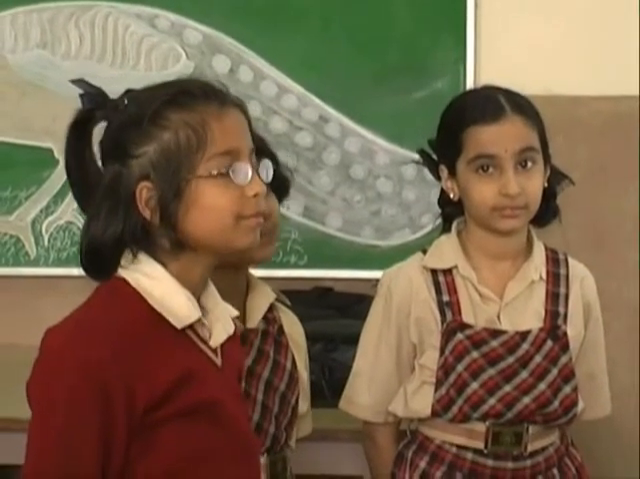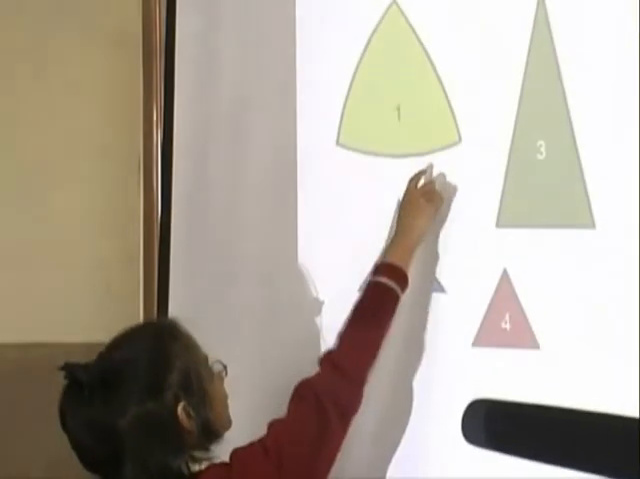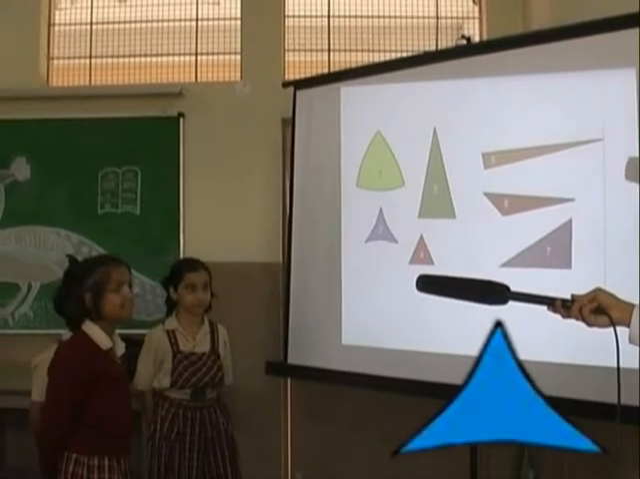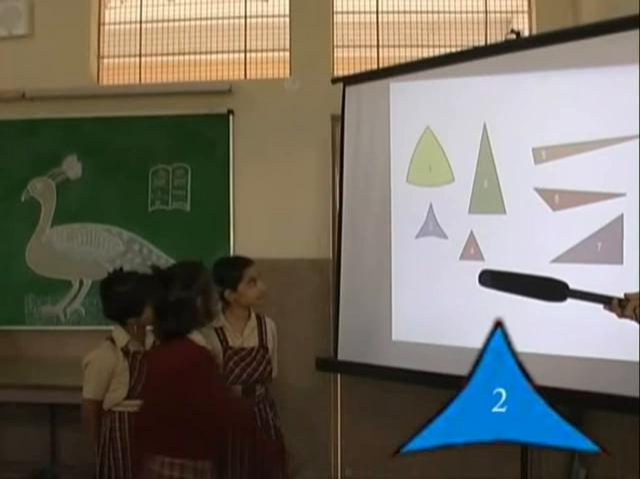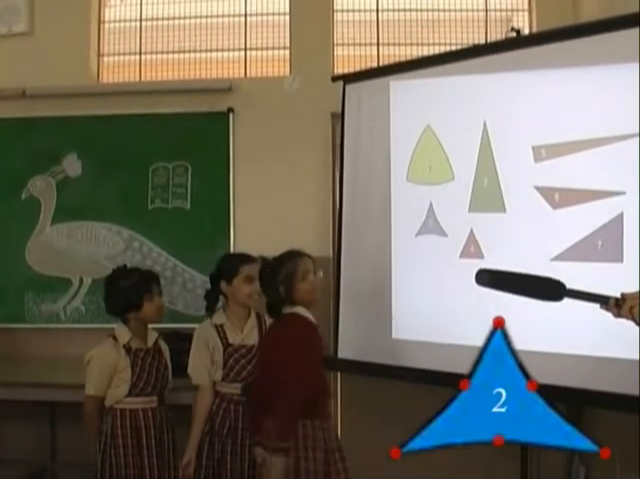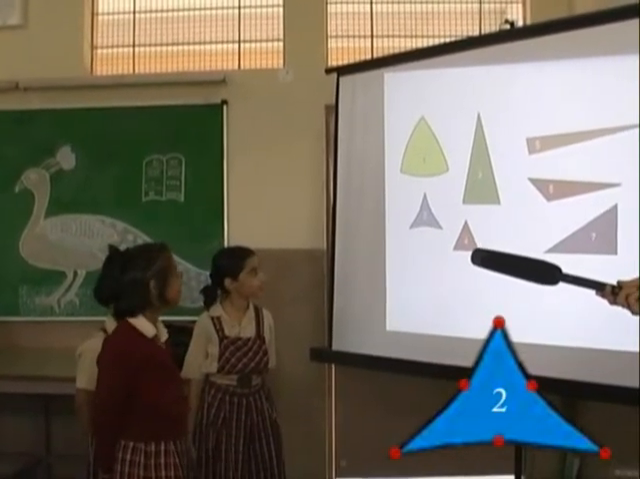Okay. So which are not the triangles in this figure? Only one. Is 2 a triangle? Okay. Which are the non-collinear points in 2? Okay, those are the non-collinear points. How many non-collinear points are there in 2?